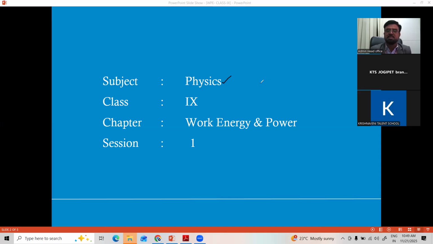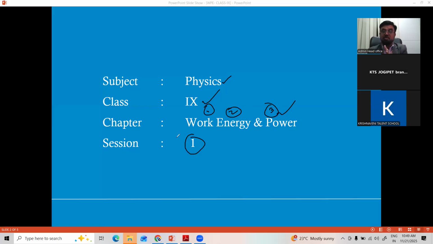So my subject is physics. We are in class 9. Today we are going to start a new chapter, work, energy and power. And today is session number 1. We already learned this chapter in the lower classes, that is in 7th and some part in 6th. But mainly there are three terms: term number 1, work; term number 2, energy; and 3 is power.